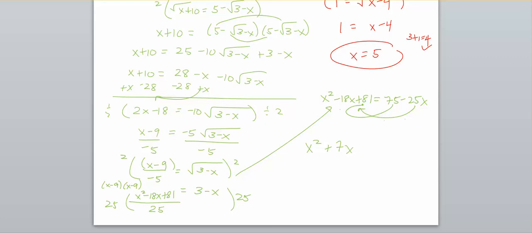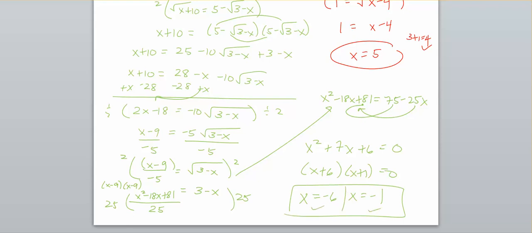If I subtract 75 from 81, I'm going to get 6. And if I add the 25x to the negative 18x, I get 7x. So that's what I'm going to get when I combine. If I factor this, it's going to be x plus 6, x plus 1. I'm going to get x equals negative 6, x equals negative 1. And both of those do check out. You're going to want to check those, but I know we're kind of over time. Go ahead and check those two solutions. Each of those would work.